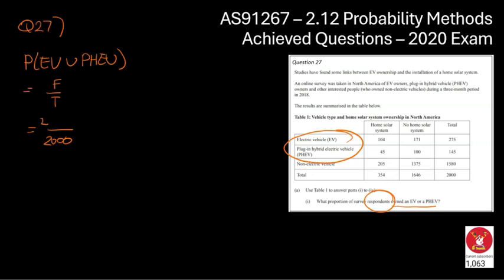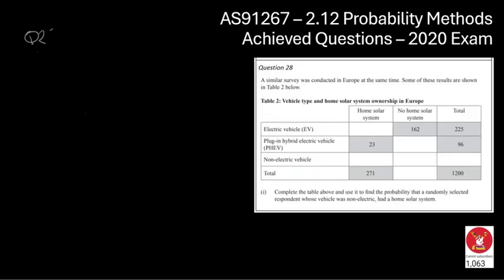So it's going to be 275 plus 145 as my numerator. That's going to get me to, adding them together, 420 divided by 2,000. And I always convert them to decimals. So that here got me to 0.21.